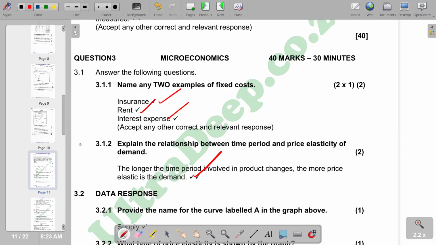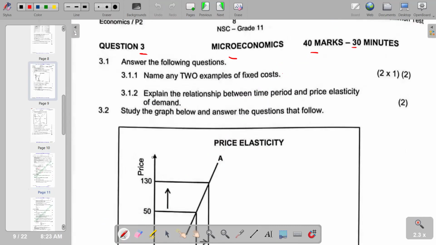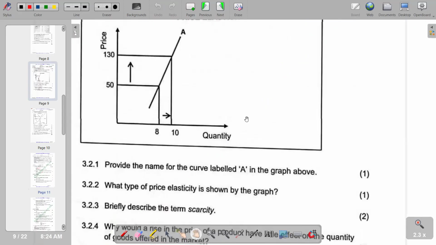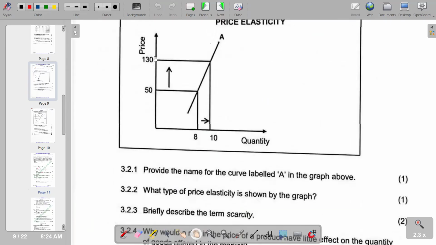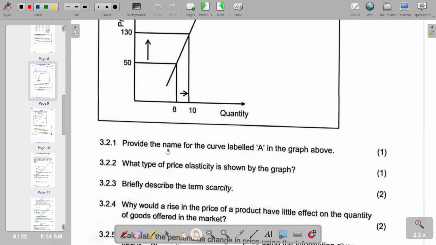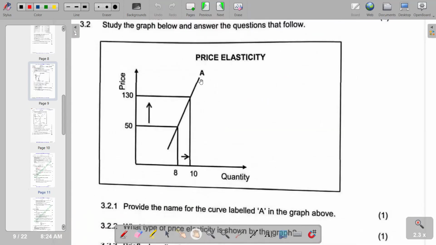Then move on to the next part, which reads: study the graph below and answer the questions that follow. We've got a graph that we are given here of price elasticity, whereby we've got a curve A, and then we've got vertical axis having price, horizontal axis we've got quantity. So the question reads, provide the name of the curve labeled A in the above. So curve labeled A, we are having it as this curve that we have.